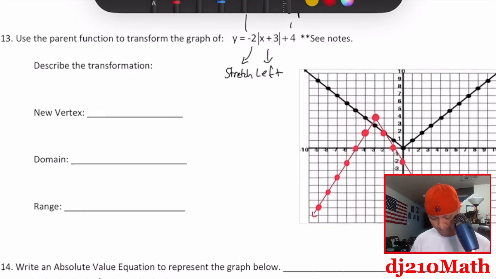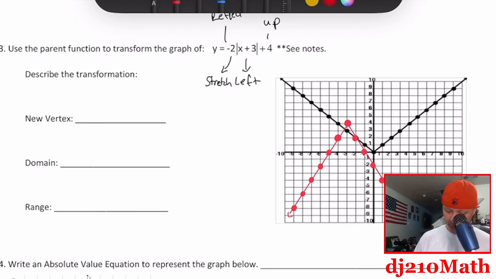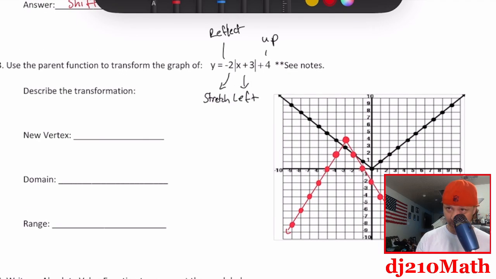All right, let's answer some questions. Well, describe the vertex or describe the transformation. We just said it. It reflects it. It stretches by a factor of 2. It's shifted left and up. So new vertex we said was at negative 3, 4.